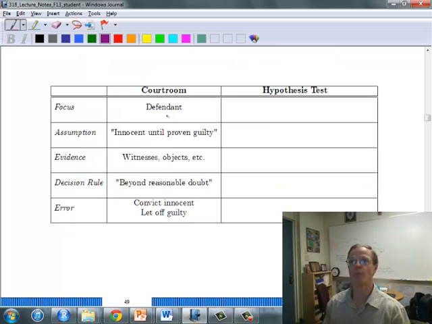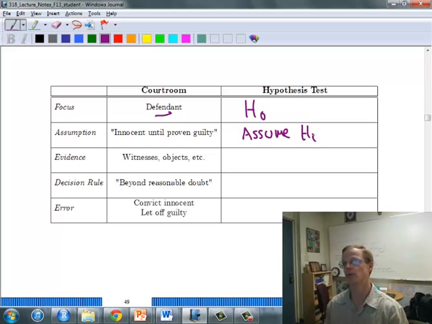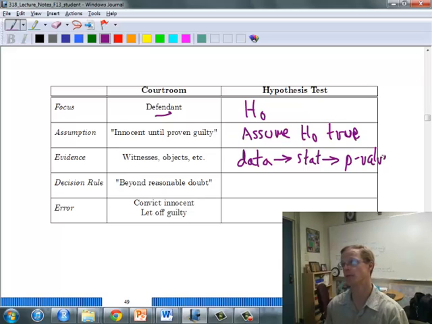Okay, so what's the analogy? The defendant is the null hypothesis. The assumption is that we assume H null is true. So the null hypothesis is in the courtroom and it's presumed innocent, so we assume it's true, and then we cart in the evidence, and the evidence comes in the form of the data, which turns into a statistic. You summarize it, and then we calculate the p-value from it. And so the p-value is the evidence.